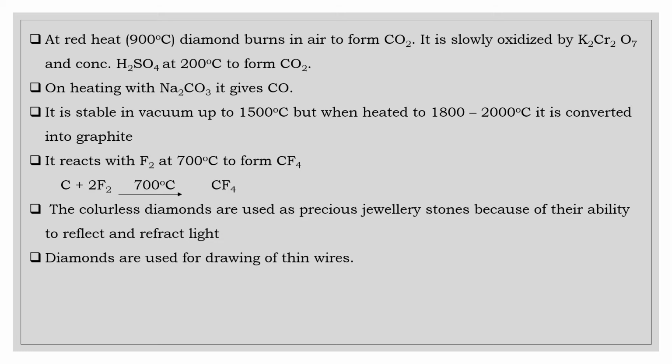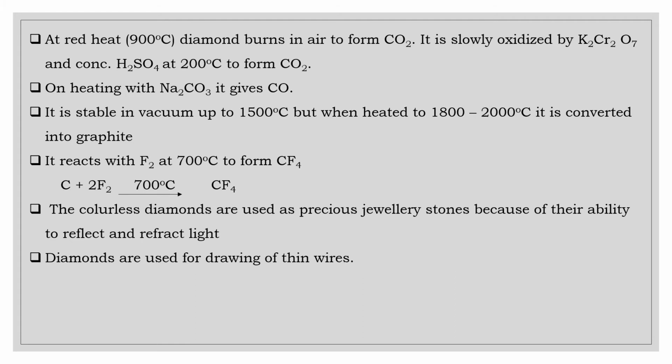When diamond is heated with sodium carbonate, it gives out carbon monoxide. It is stable in vacuum up to 1500 degrees centigrade, but when it goes beyond 1800 to 2000 degrees, it is converted into graphite. Diamond reacts with fluorine at 700 degrees centigrade to form carbon tetrafluoride. Colorless diamonds are used in precious jewelry because of their ability to reflect and refract light.